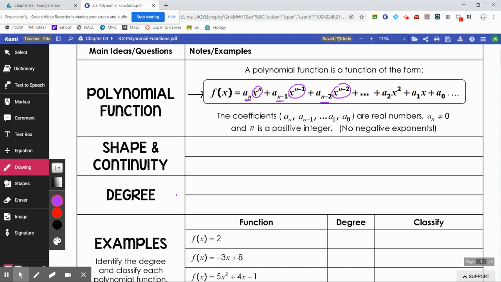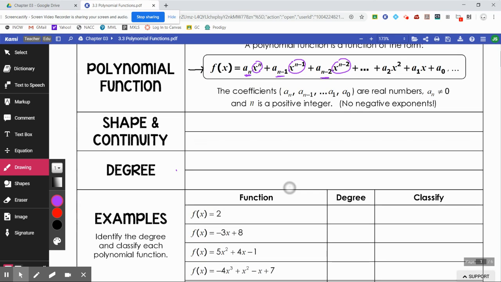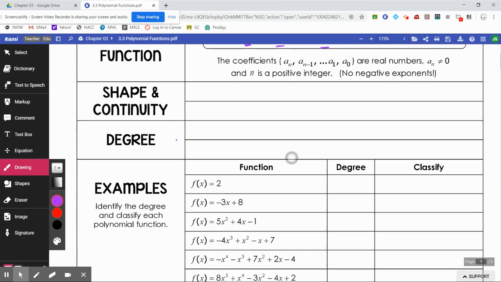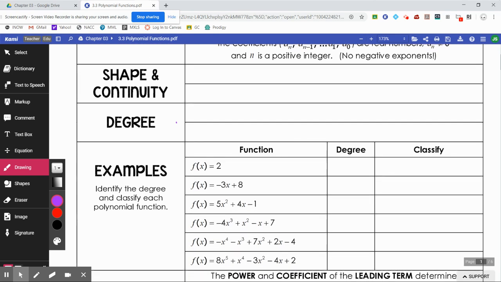Also, n must be positive integers. The n can't be fractions. We're not doing our power functions here where we have n to the 1/2 or 1/3 or anything like that. They're whole numbers. Also, we're not going to have any negative exponents. All these exponents are going to be positive integers.